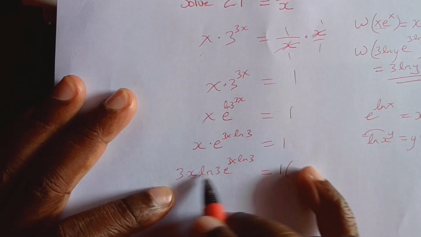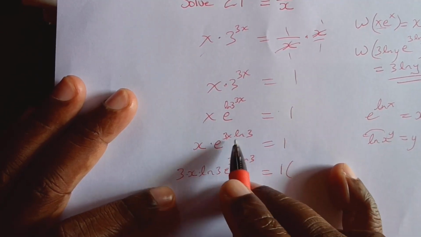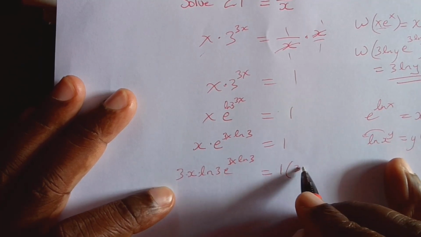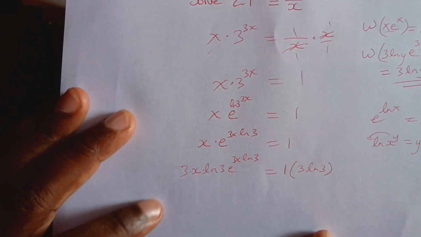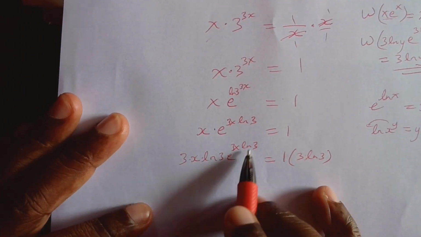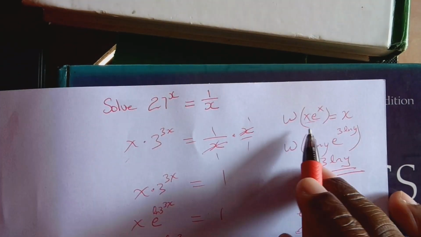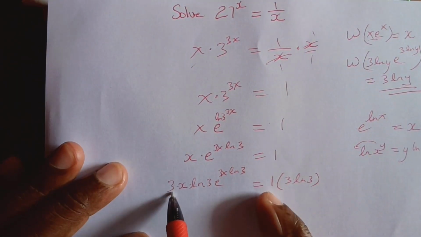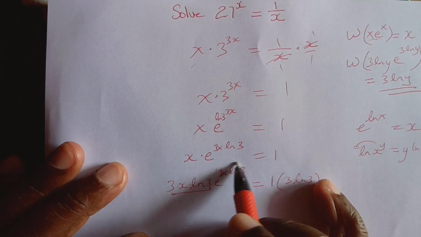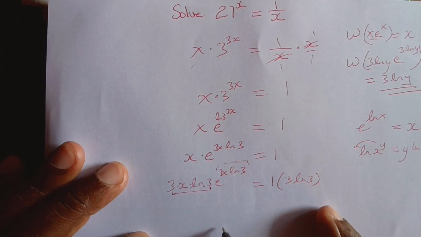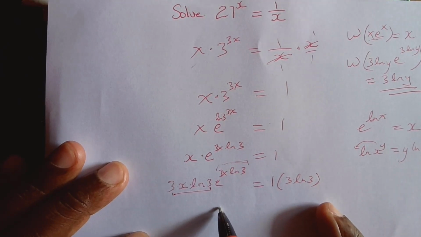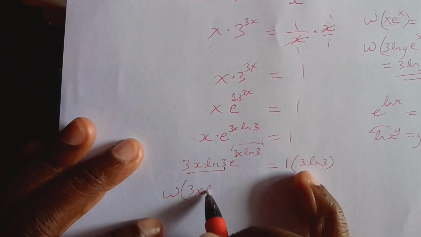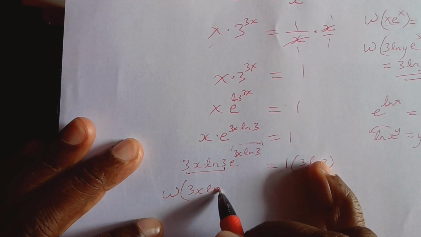But if I multiply this side here by 3 ln 3, I have to multiply this side as well by 3 ln 3. Now notice that this is looking similar to this, where the quantity before e and the power of e are the same. So this quantity here and this quantity here are basically the same, right? 3x ln 3. So I'm going to take W as a function of that quantity to introduce the Lambert W formula.